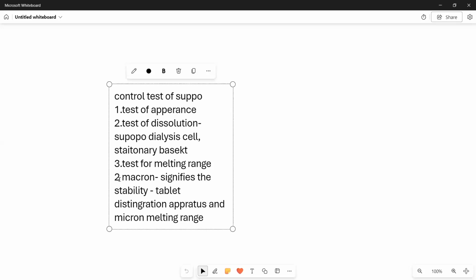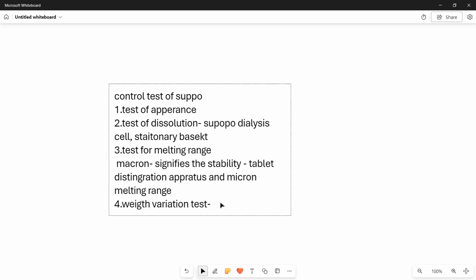After this, the fourth test which is done is the weight variation test. Can anyone tell me how many suppositories should be taken for the weight variation test? What is the sample size for the weight variation test? I want everyone to answer this question. Come on, guys, provide me the answer.